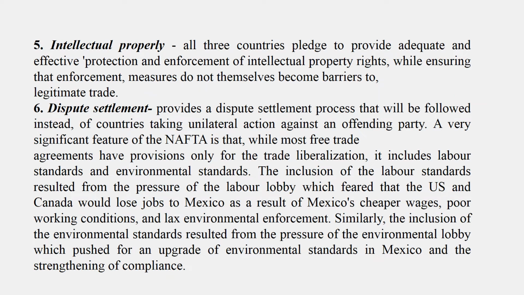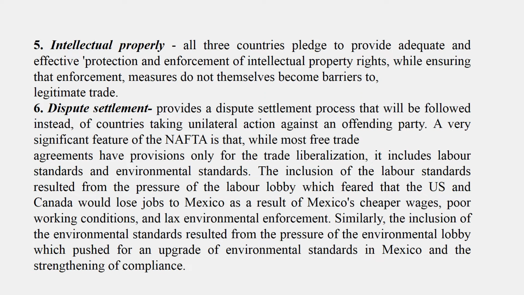Fifth, intellectual property. All three countries pledge to provide adequate and effective protection and enforcement of intellectual property rights, while ensuring that enforcement measures do not themselves become barriers to legitimate trade.